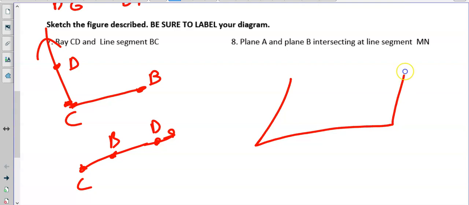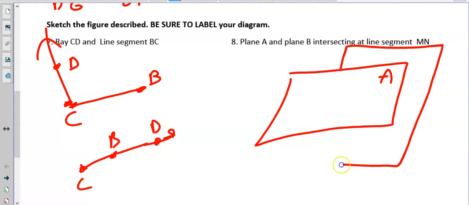Plane A, all right? So I'm going to draw my parallelogram and just put a capital A in the corner. Oh, you know I'm not good at this. Plane B intersecting. So that means I have to do this thing here and then do my dotted line here. Okay, and just call it B. Intersecting at line segment MN. Well, it says line segment, so I'm going to put an M here and N there. And that's it.